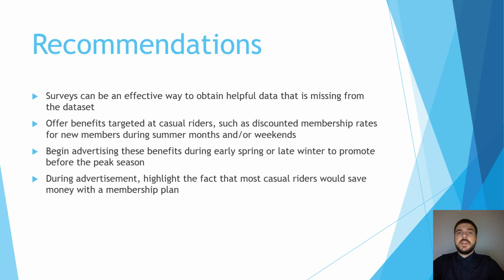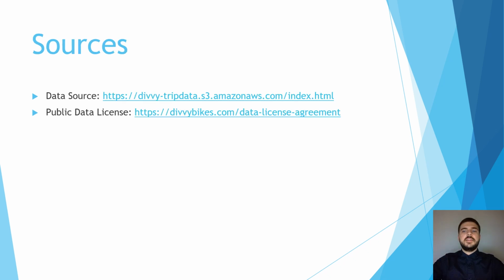Now here are some recommendations that we've made based on conclusions we've drawn from the data. Firstly, surveys can be an effective way to obtain helpful data that is missing from the dataset, which can lead to even more insights. Next, it might be wise to offer benefits targeted at casual riders, such as discounted membership rates for new members during summer months and/or weekends. We could begin advertising these benefits during early spring or late winter to promote before the peak season. During advertisement, it could be wise to highlight the fact that most casual riders would save money with a membership plan.